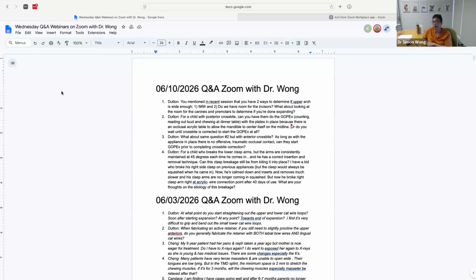All right, next question. For a child with posterior crossbite, can you have them do GoPex with the plates in place because there's an occlusal table to allow the mandible to center itself in the midline? Or do you wait until the crossbite is corrected to start the GoPex exercises?